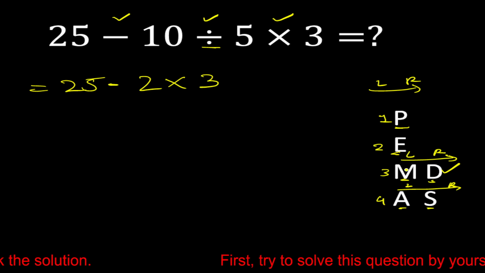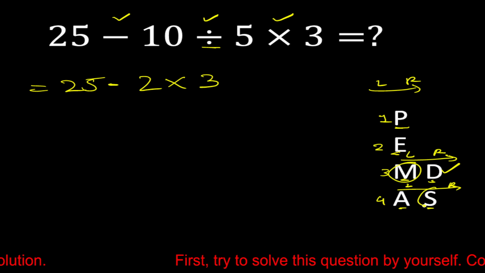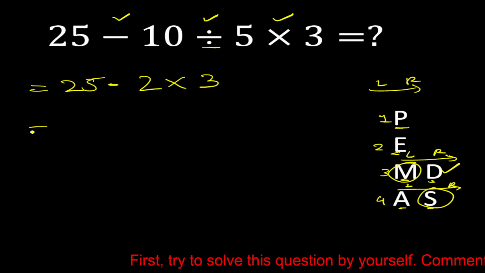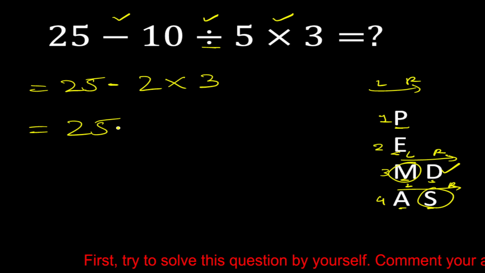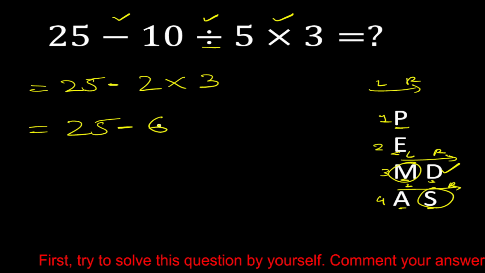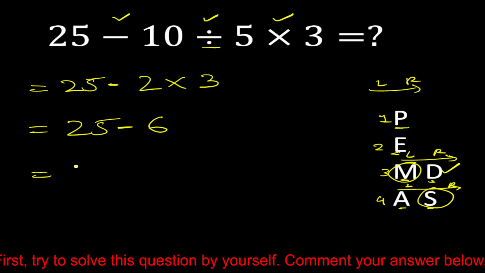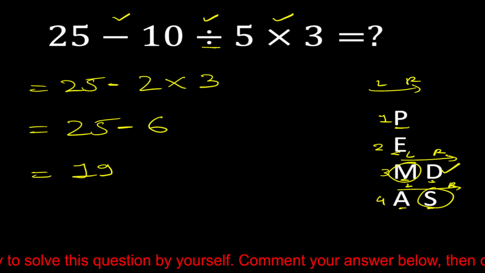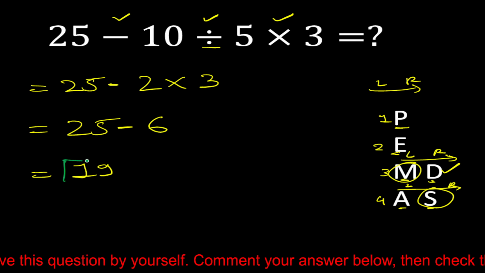Now according to the PEMDAS rule, first we have to solve multiplication, then we have to solve subtraction. Okay, so it is equal to 25 minus, now 2 multiply 3, 6. So 25 minus 6 is equal to 19. Okay, so the correct answer is 19.